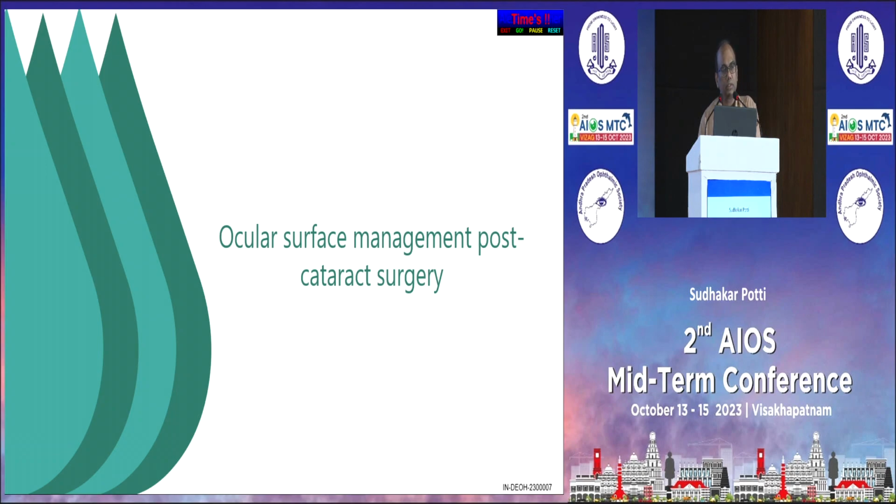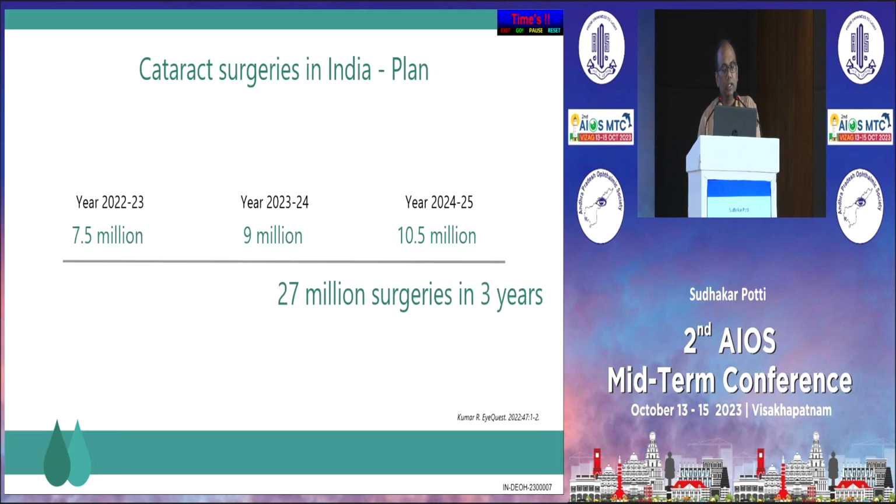So ocular surface management post cataract surgery. If you see the cataract surgery, it is sheer volume. The number of patients who come with dry eye may be very less, but because you are sectioning, you are doing 27 million surgeries in 3 years, and in these patients, you are going to section the corneal nerves, either the scleral part or the corneal part, and the majority of the surgeries done in India are SICS. So you are looking at 27 million patients and subjecting them to potentially a partial neurotrophic effect.